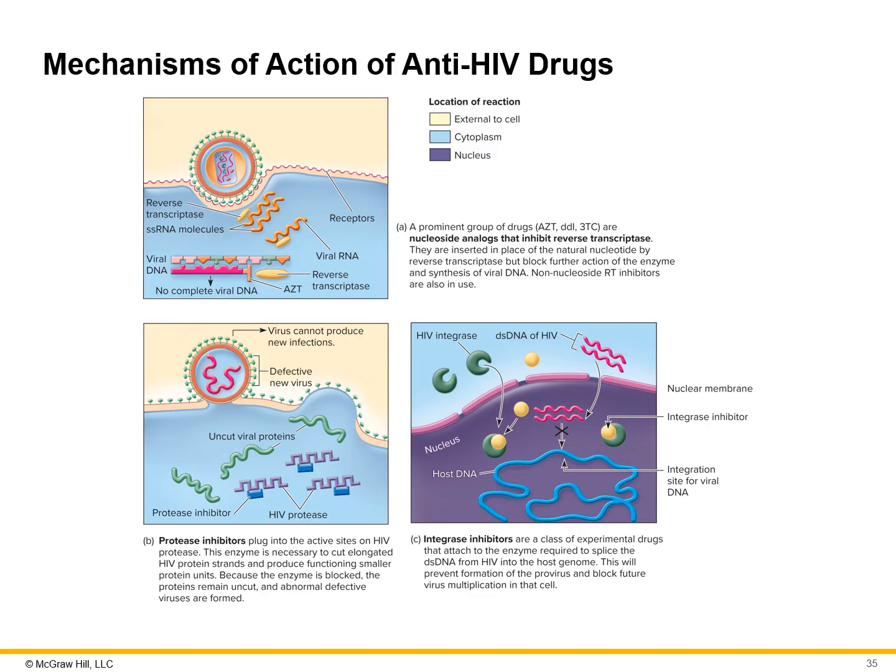So again, how these drugs actually work. These are nucleoside analogs that inhibit reverse transcriptase. Here is that enzyme that is able to take viral RNA and use it to make DNA, which is not something that is normal.